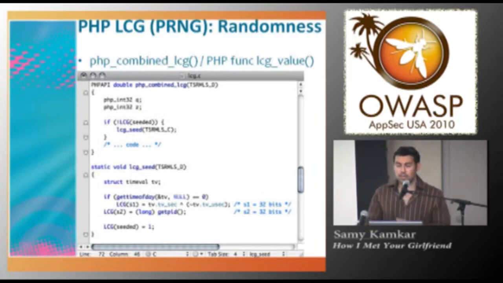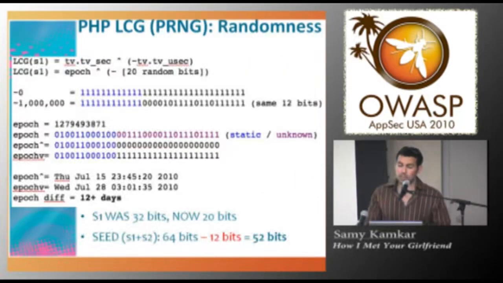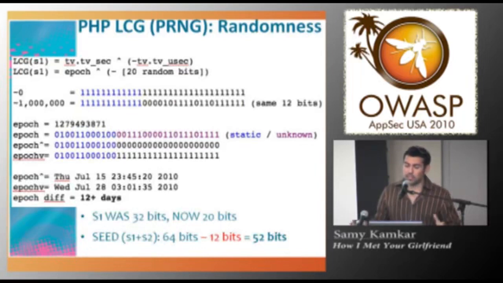Now, microseconds is really hard to guess. But if we recall, microseconds only goes up to 1 million. That's only, well, basically we'll have the same 20 bits, right? 20 bits. So if 1 million is 20 bits, then what happens in a 32-bit value is we know that the other 12 bits will be static.